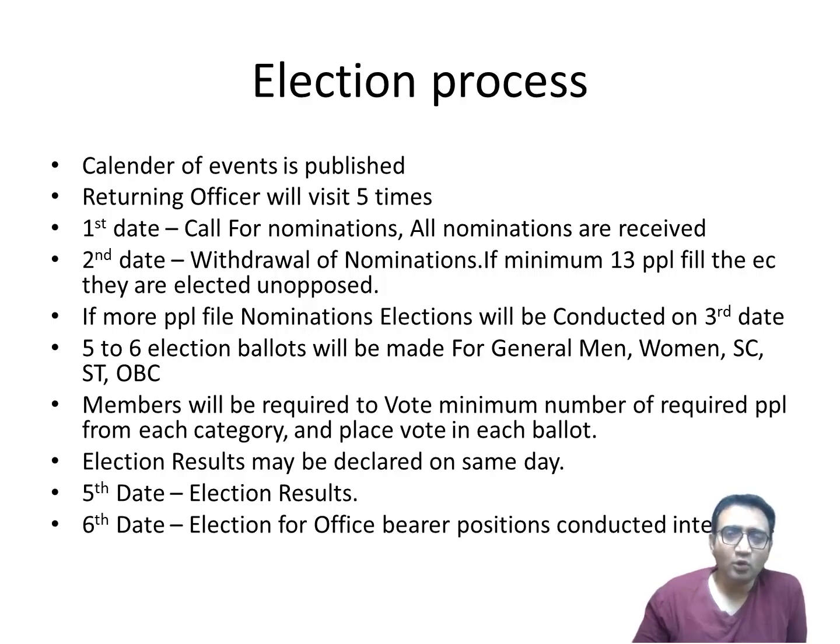For the remaining categories, if there are no other contestants, they will be elected unopposed. Election is conducted on that date, and the results may be announced on the same date or on another date. Again on the 5th or 6th date, the returning officer visits to conduct internal elections for the posts of president, treasurer, and vice president, within the elected 13-member team. This is the end of the process for formation of a cooperative society.